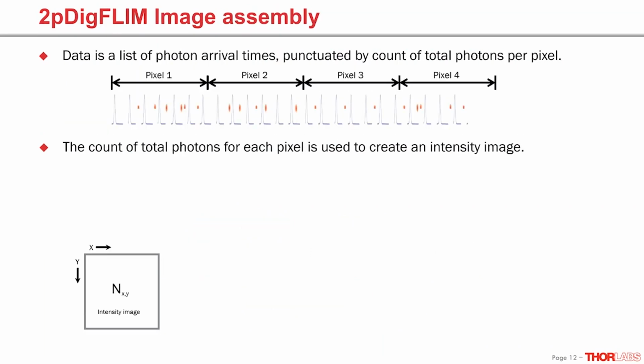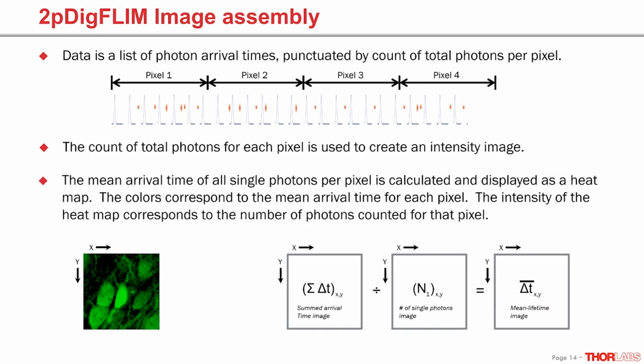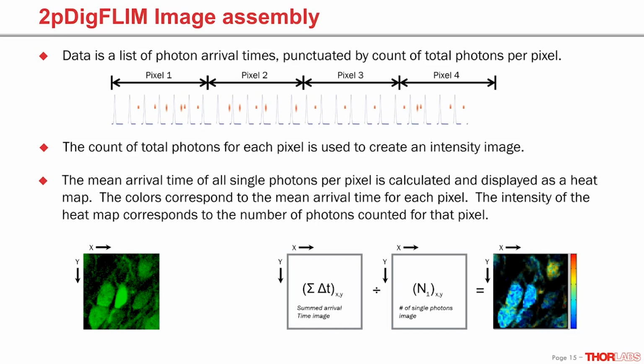So now to output the data, we can take the total photons counted for a given pixel and generate an intensity image like this, which is what we would get from a traditional 2P system. But since our data also includes the mean arrival times for every single photon captured, we can show the pixels as a heat map. The color in the image correlates to the lifetime recorded for each pixel in the field. And as you can see in this image, the structure looks the same, but there's a significant amount of difference in the lifetime of the fluorochromes across the image. This is key for unlocking additional functional information about the sample.